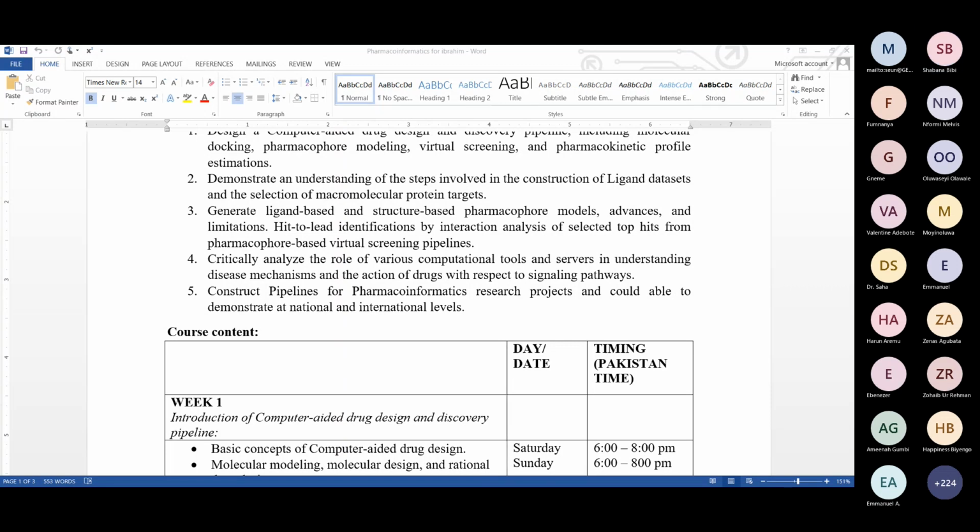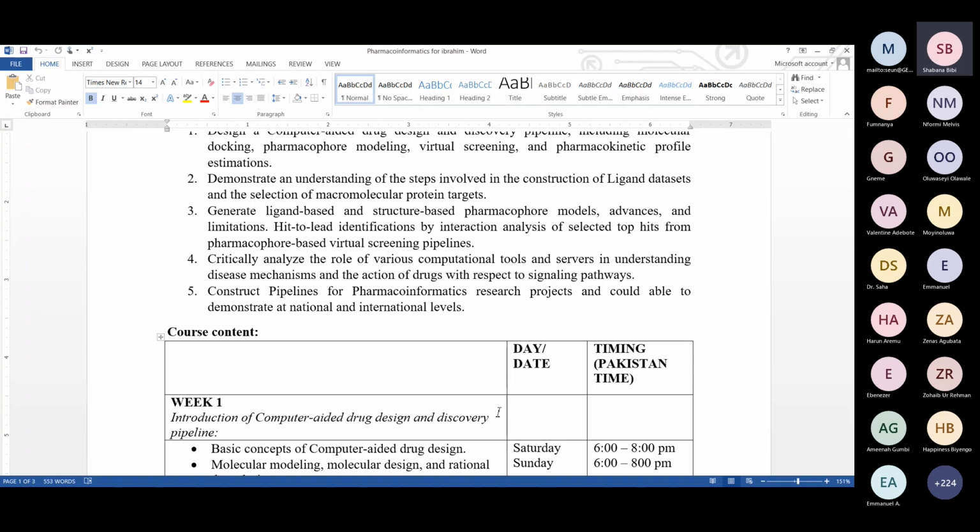Critically, we will understand the role of different computational tools and servers, which are useful to identify different drugs and to understand the mechanism of different diseases related to drugs in specific signaling pathways. In this way, we will be able to design some hit to lead compounds, and from that we are able to design pharmacophores, the chemical entities having specific activity, and on the basis of that activity we can go for structure-activity relationships.